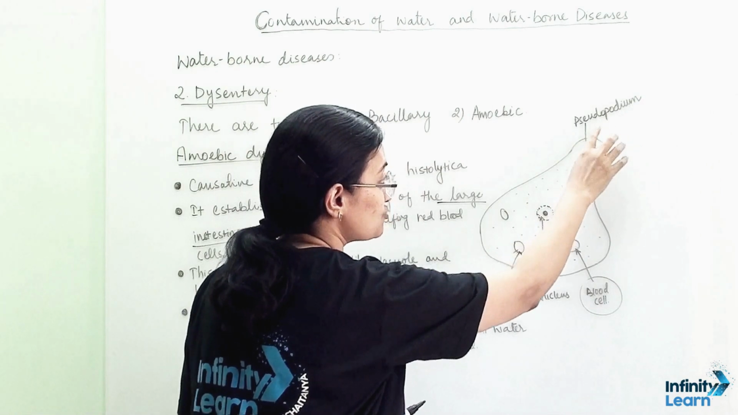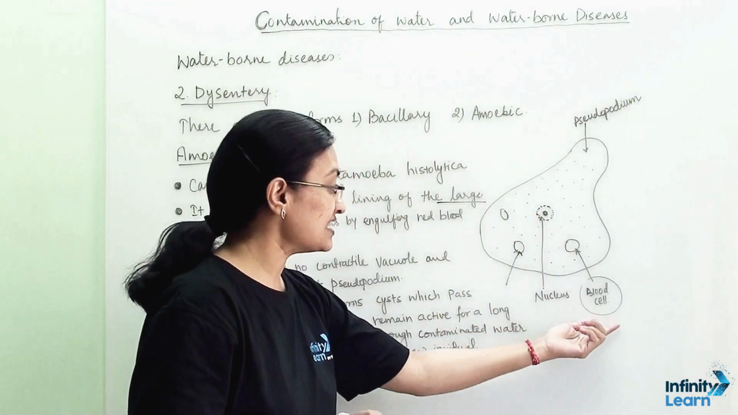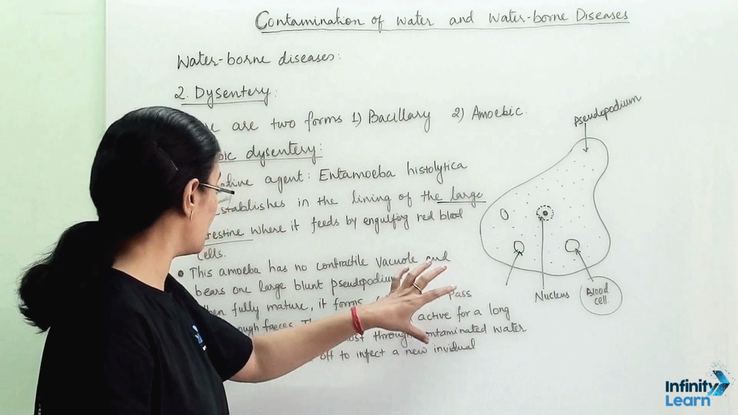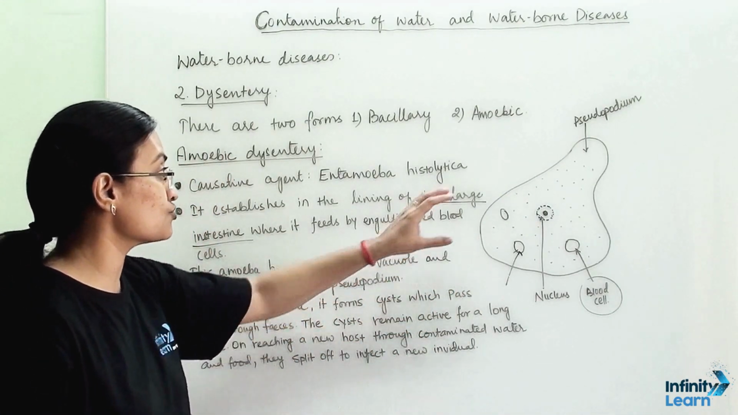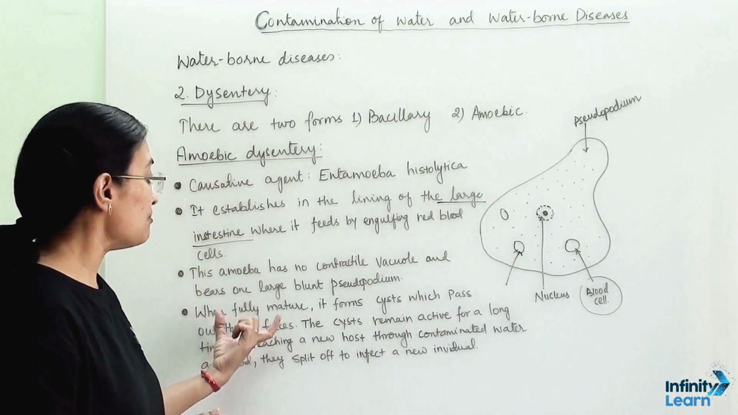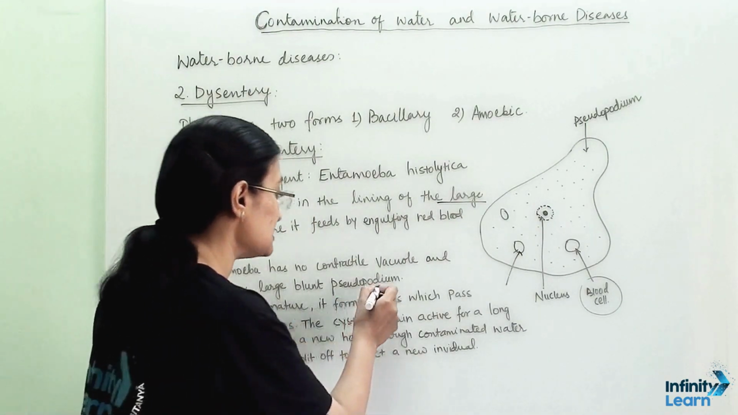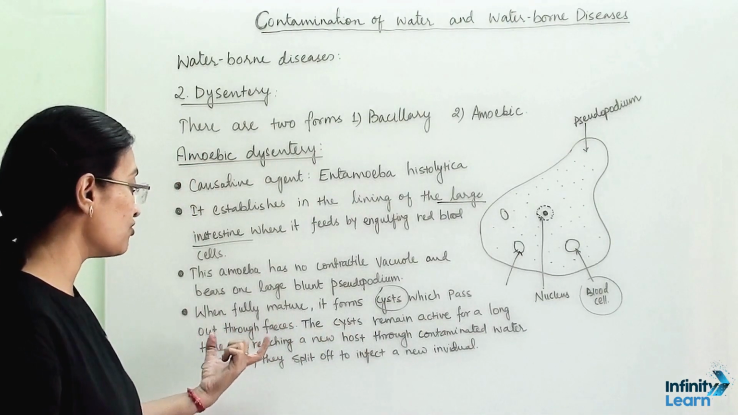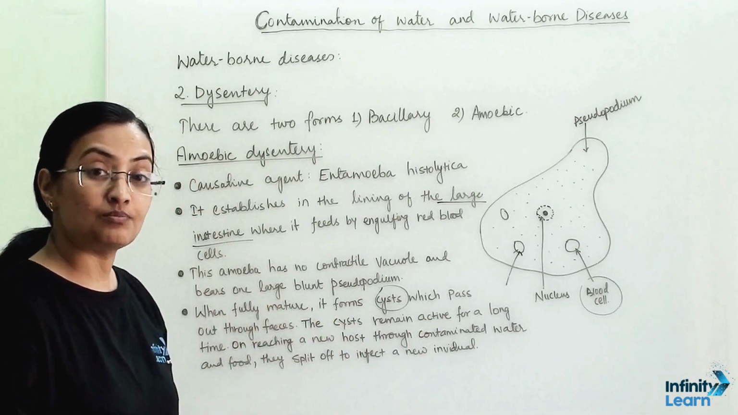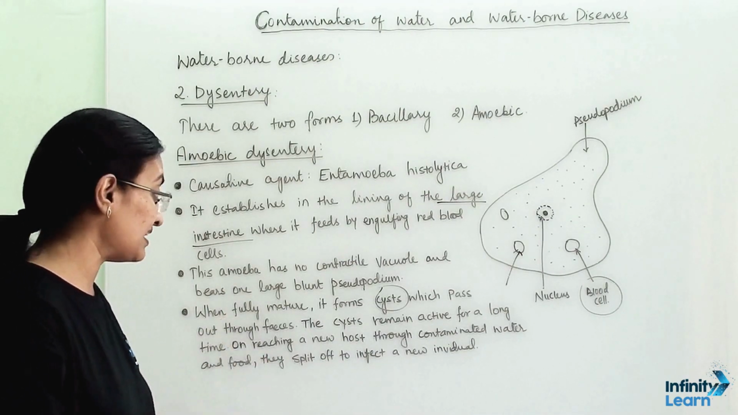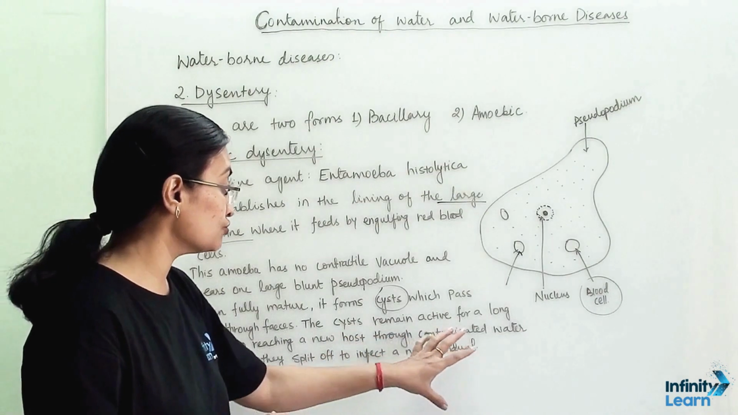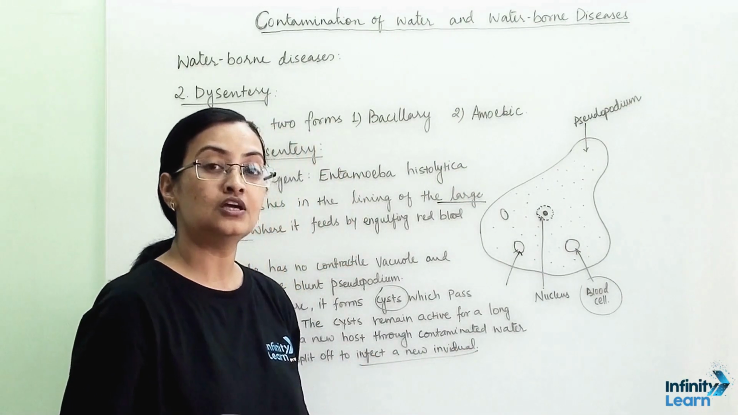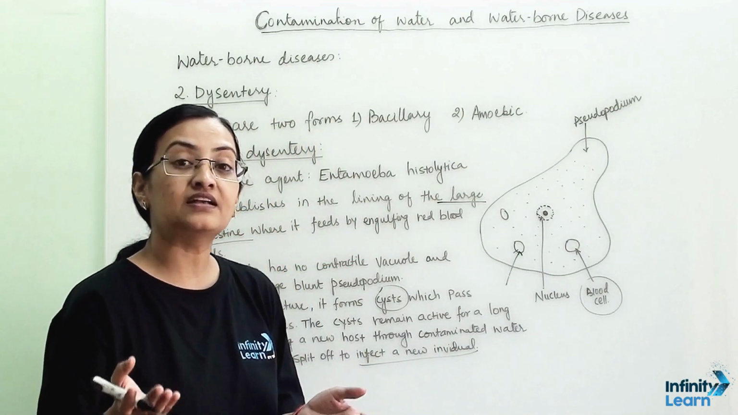And these are the pseudopodia. With the pseudopodia they engulf these blood cells and stay in the lining of the large intestine. This amoeba has no contractile vacuole and bears one large blunt pseudopodium like this. When they become fully mature, it forms a cyst which passes out through feces. This cyst remains active for a longer period of time until reaching a new host. While the person passes this in the feces, the cyst will remain active and find a new host through contaminated water and food, and then it will split off and infect a new individual. So that is how they are capable of infecting a new individual.